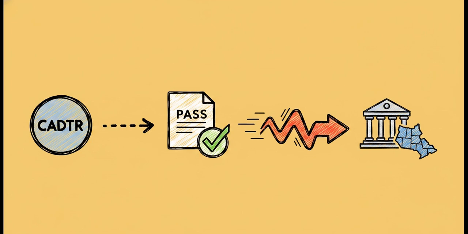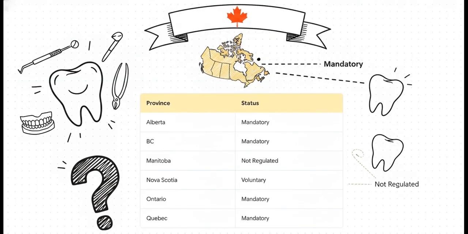Now, this is absolutely critical to understand. The rules change depending on where you want to work. Registration is mandatory in provinces like Alberta, BC, Ontario, and Quebec, but it's voluntary in Nova Scotia, and in Manitoba the profession isn't regulated at all. So you have to make sure you check the specific requirements for the province where you're planning to practice.